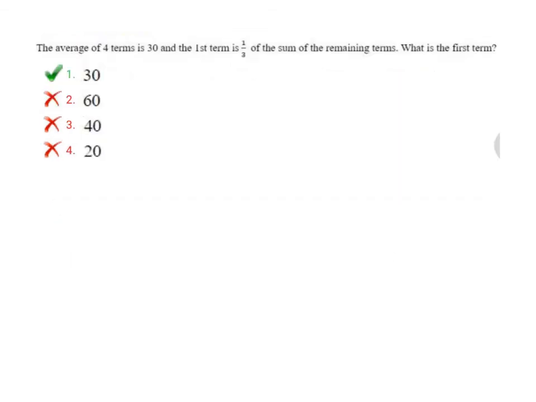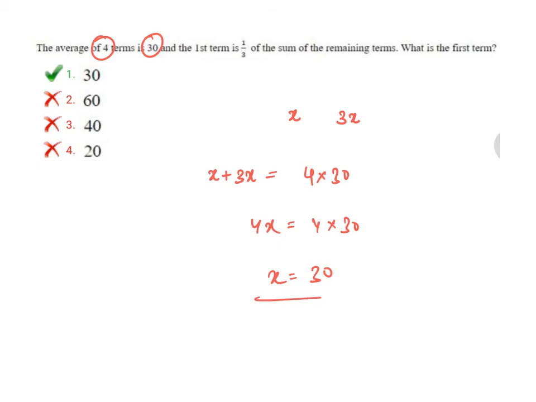The average of 4 terms is 30 and the first term is 1/3 of the sum of the remaining terms. If the first term is x, remaining terms become 3x. So sum is x plus 3x, 4x. Sum becomes average into number of observations, that is 4 into 30. 4x is equal to 4 into 30, means x is equal to 30. So the first term is x, we have assumed, so that is 30.